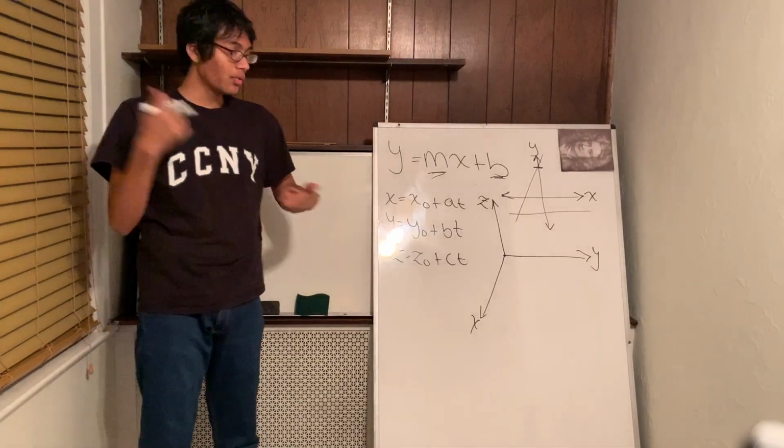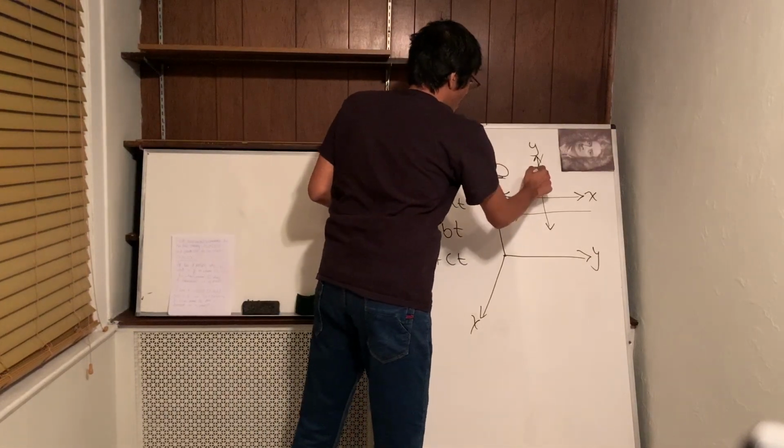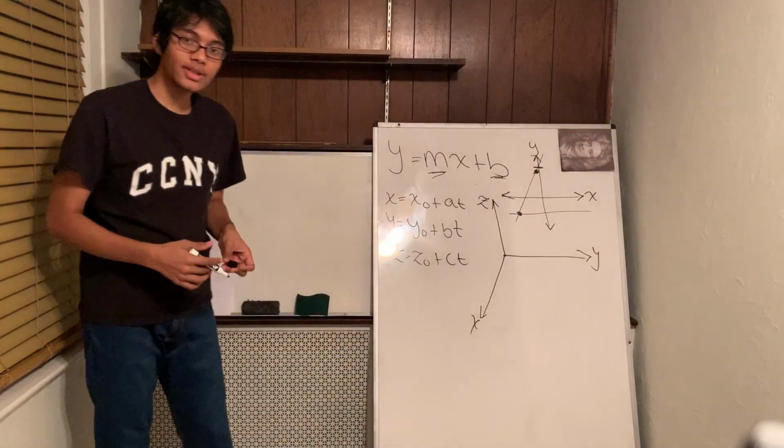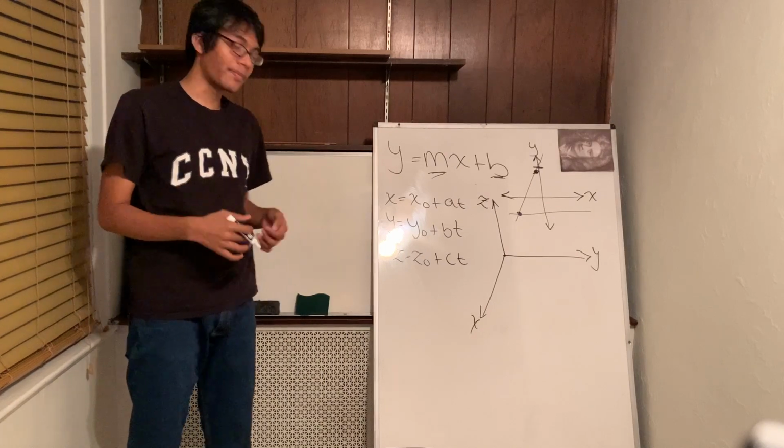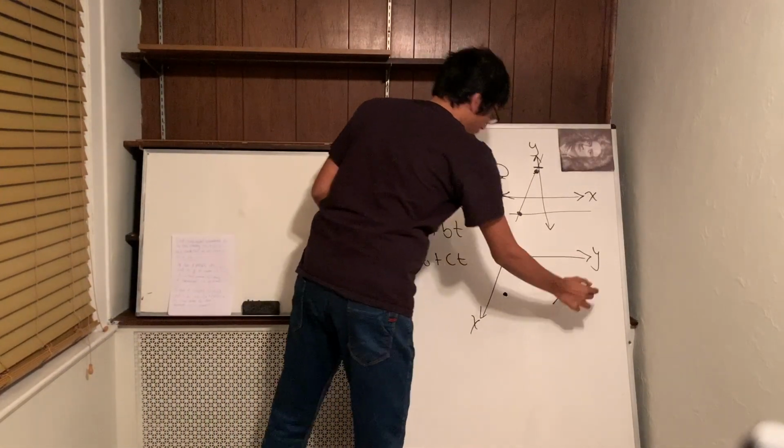Geometrically, what do you need? Well, in 2 dimensions, we needed 2 points to define a line. In 3 dimensions, we're going to need something a bit more descriptive. We're going to need a point and a vector.